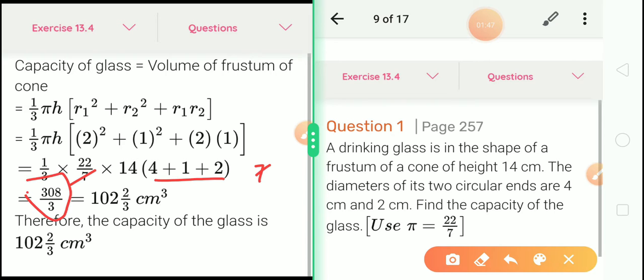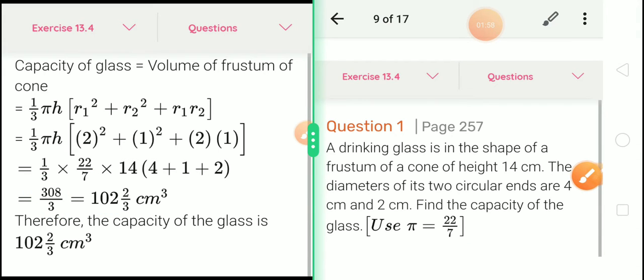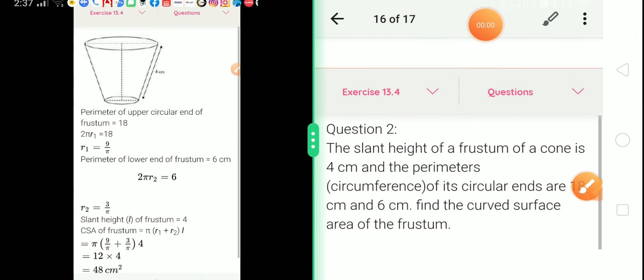So in the next step we will get 308/3. So you can convert this fraction into mixed fraction. So we'll get 102 2/3 centimeter cube. Therefore capacity of the glass is 102 2/3 centimeter cube.